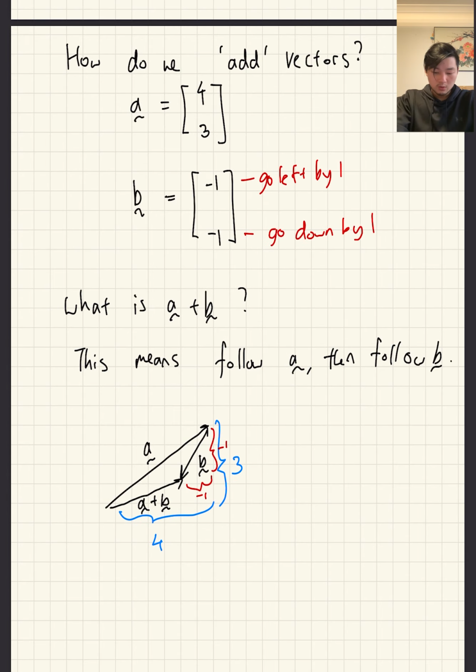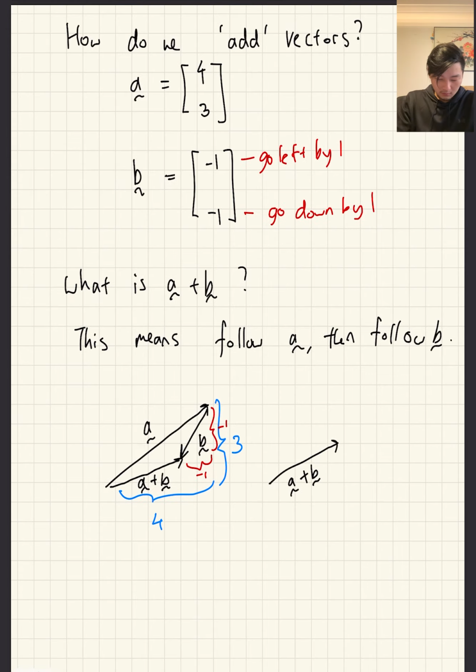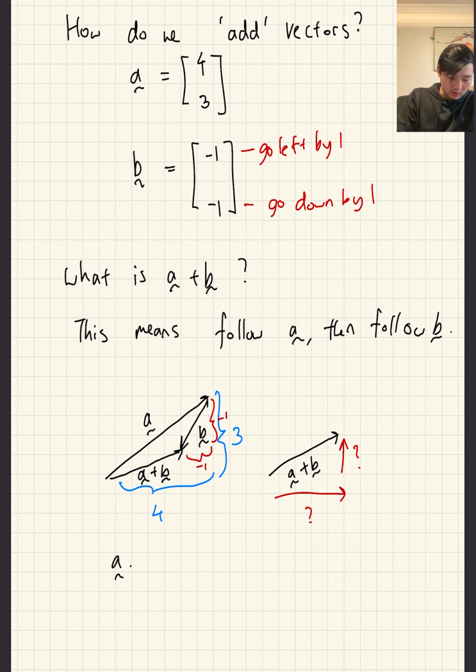Now, how do we work this out algebraically? A plus b looks something like this. Let's move it out here by sliding it across. So this is a plus b. How much does it go up by, and how much does it go to the right by? Because we want to find that out, what we can do is simply add the components of a and b together.